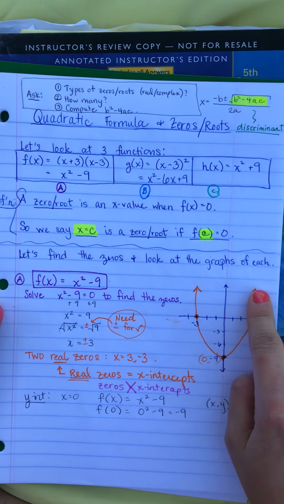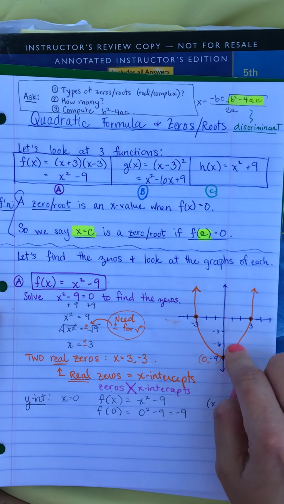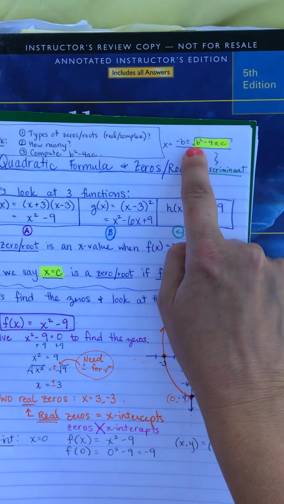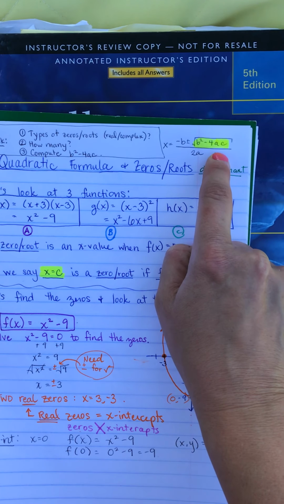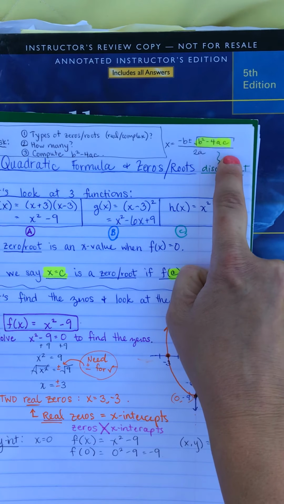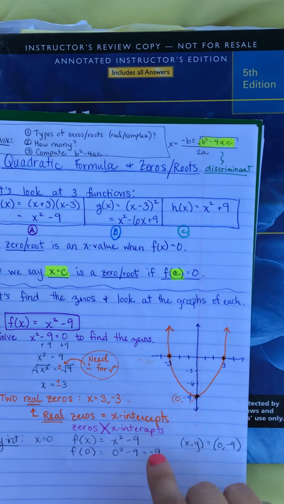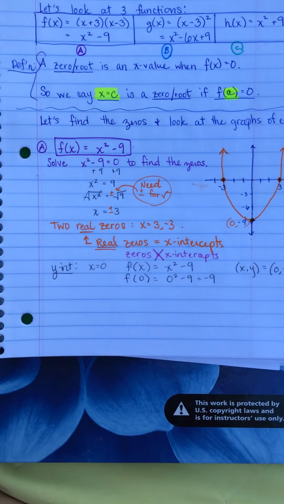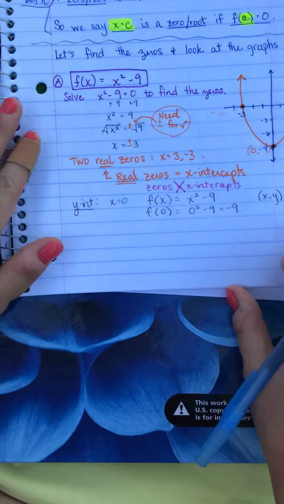Then we wanted to look at the graphs, and the last thing we wanted to do was compute b squared minus 4ac. B squared minus 4ac is the discriminant of your quadratic formula. So I'm going to go ahead and do that at the bottom. So let's grab a different colored marker. I'll just use a blue pen.